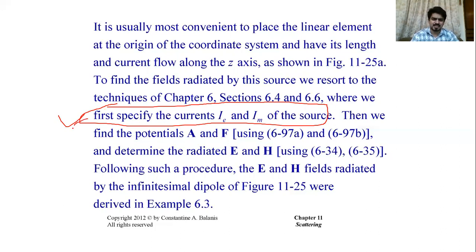After that, from that we will be able to find the corresponding potentials, potential A and potential F, and from that we will be able to find the radiated E and radiated H field, right? So we have gone through this standard method, that first we will specify what will be the current densities or current distribution, Ie or Im. From that we will derive the potentials, potential A and potential F. And from that, again, using differentiation, we will be able to find the corresponding radiated E and H field.